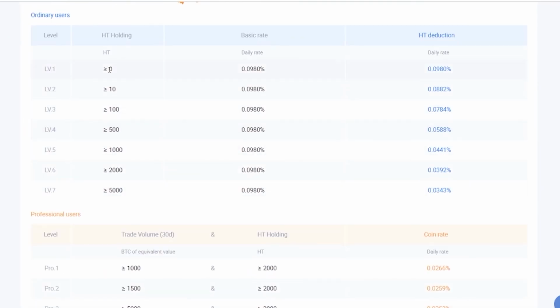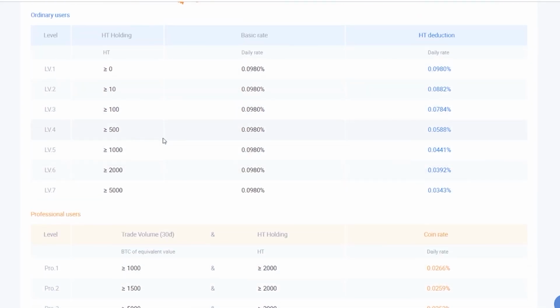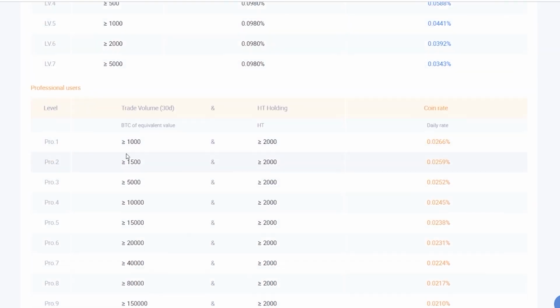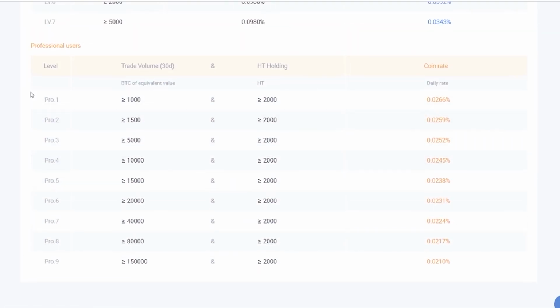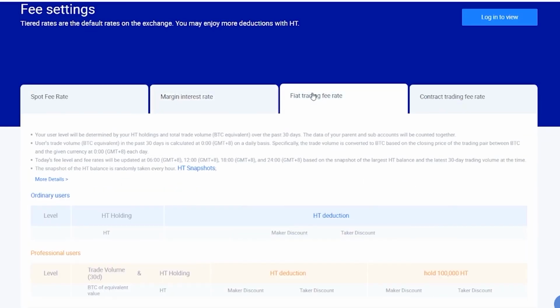Below 10 tokens, 0.09 for daily rate. Above 10 tokens and below 100, it's 0.098 for the daily rate and 0.08 for the HT deduction rate. So this is the basic rate, this is the HT deduction rate, and then so on. You guys can go ahead and pause and read if you want to. As for the professional users, as usual, they got a really cheaper rate compared to the normal rate. So let's just move on to fiat trading fee.